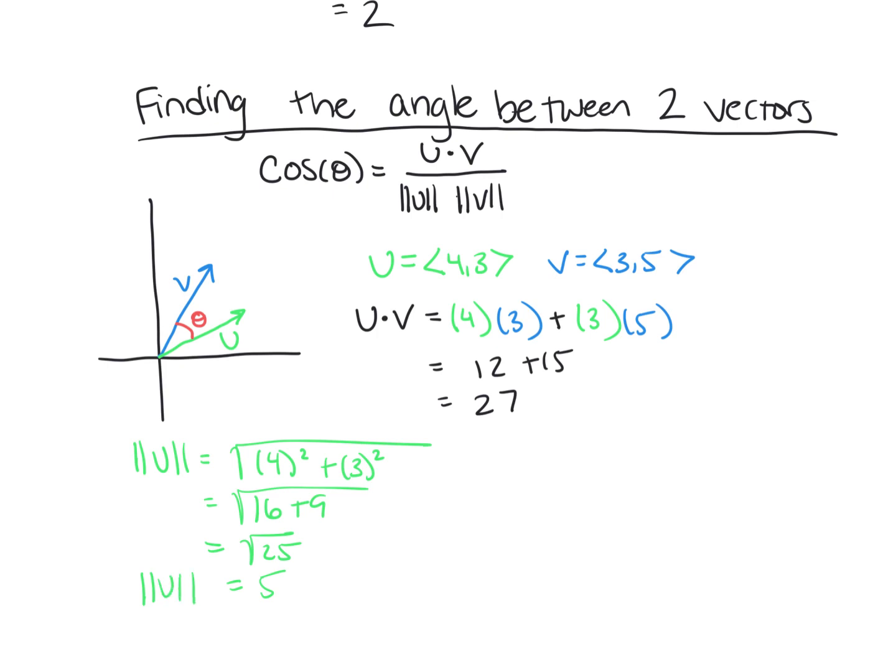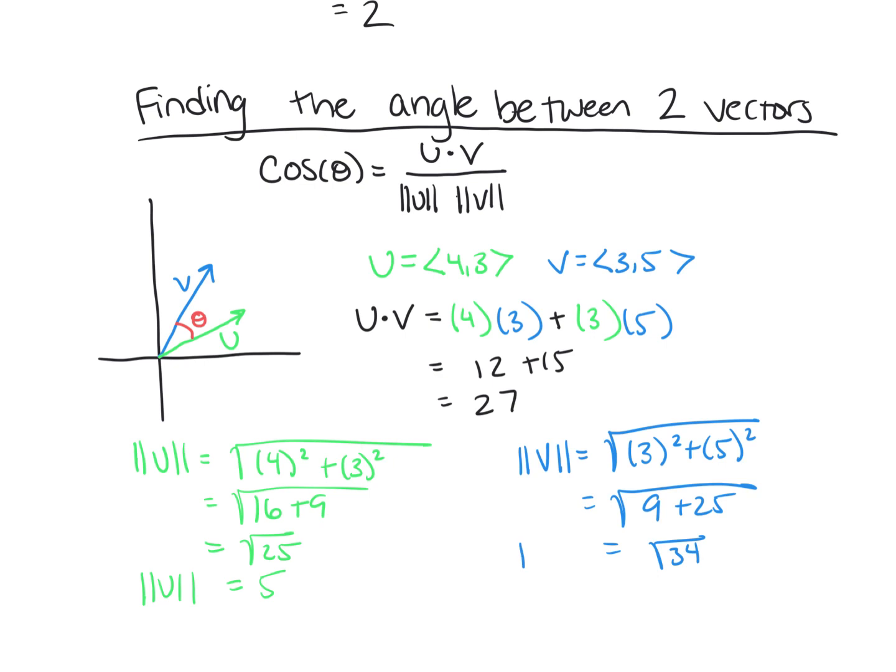And then the magnitude of vector v is going to be the square root of 3 squared plus 5 squared, or the square root of 9 plus 25, or the square root of 34. And I'm just going to leave it like that.